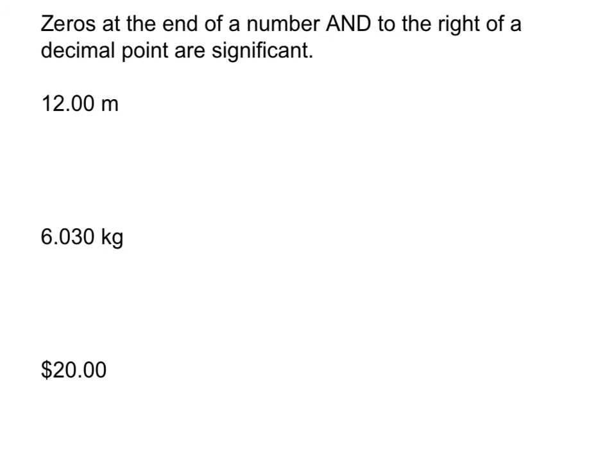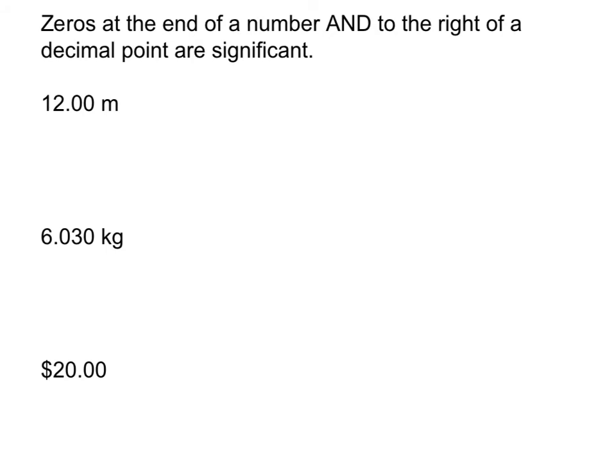This rule states that zeros at the end of the number and to the right of the decimal point are significant. So in this first example, let's say I have a measure of 12.00 meters. This may be the height of a high diving board. I mean, that'd be a pretty high diving board, but let's just say for our example here, this is a really high diving board, 12.00 meters. These zeros, because they are at the end of a number and to the right of a decimal, mean that they are significant.